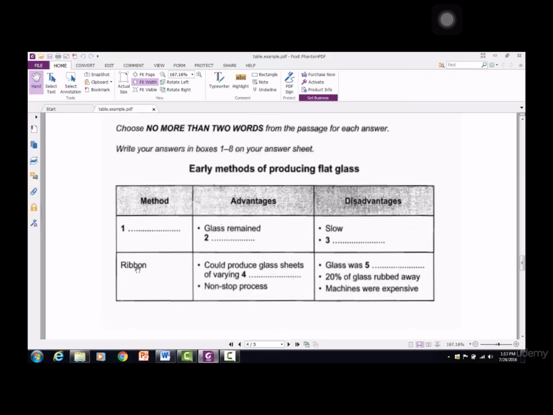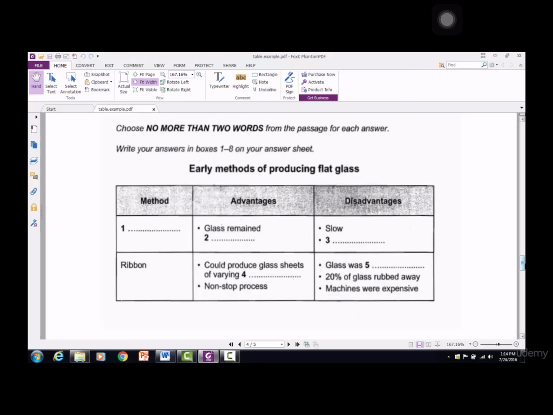Early methods of producing flat glass. So I'm going to look for ribbon, and then I'm looking for something that says could produce glass sheets of varying. So the answer for number 4 will connect to the word varying. Varying means like different, like varying sizes, right? And number 5, it says the glass was blank. All right, and then we also have 20% of the glass rubbed away. Machines were expensive. So number 5 most likely is going to come before this language of 20%, but 20% is going to be easy to find, right? That's going to be easy to find.